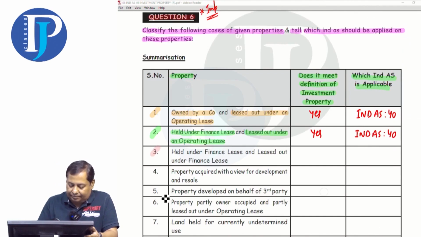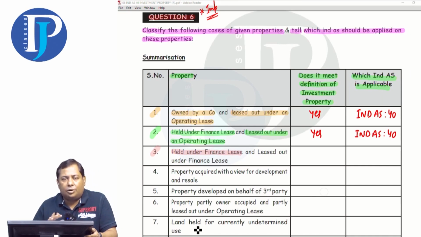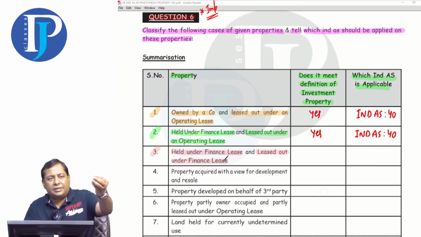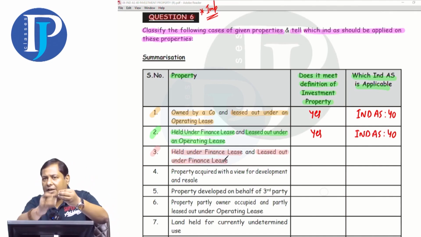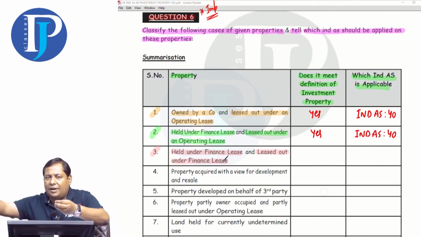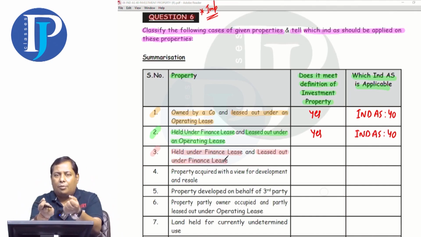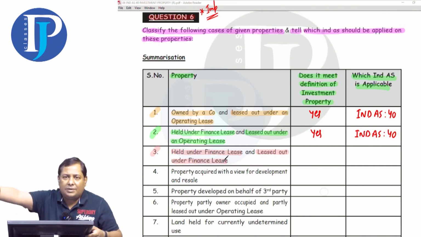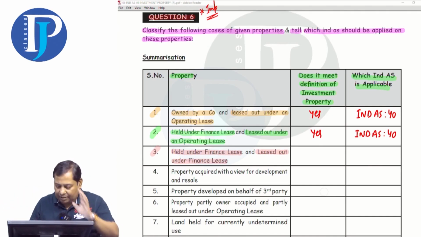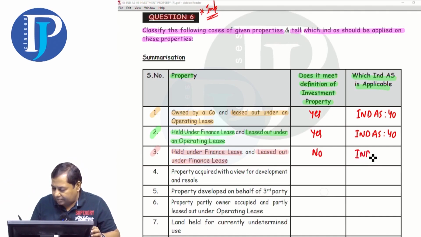The third case, held under a finance lease. I am the assumed owner. Okay. Leased out under a finance lease. I took an asset on a finance lease, recognized it, and then leased it out on a finance lease. As soon as I move forward on a finance lease, I have to de-recognize it. Property is no longer in my possession. It's with a third party. So I will ask him what he will do. I am not creating third party books. I will write no. Ind AS 116 will be applied here for rentals.